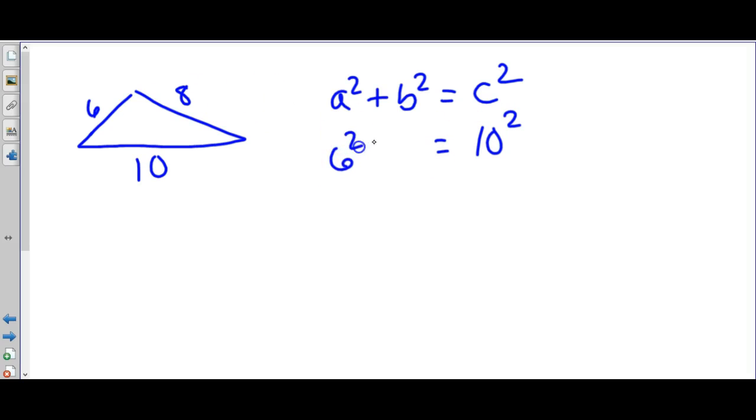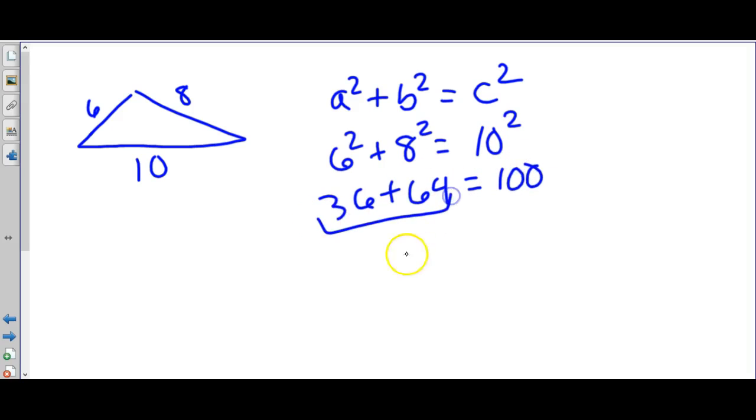Means we use 6 and 8 for A and B. 6 squared is 36, 8 squared is 64, and 10 squared is 100. We add the 36 plus 64, that is 100. So since we get 100 equals 100, this checks out. This is a right triangle. At this point we could now put the right angle on and say, I know for sure this is a right triangle.